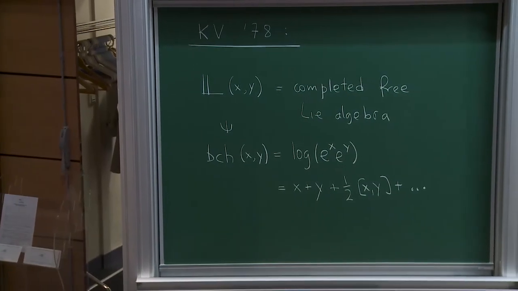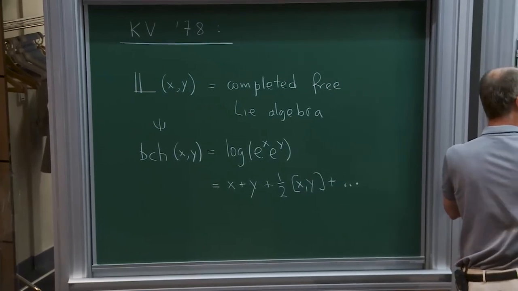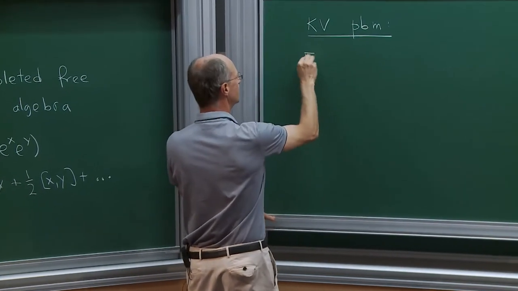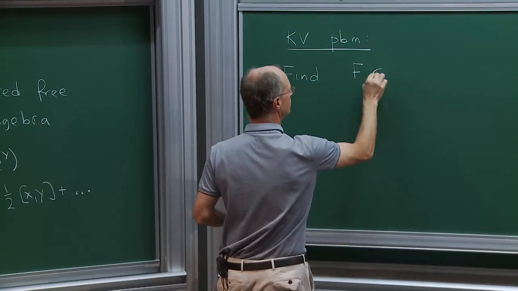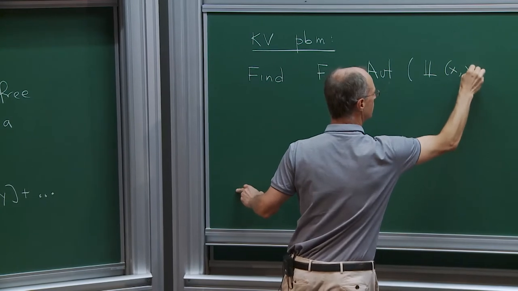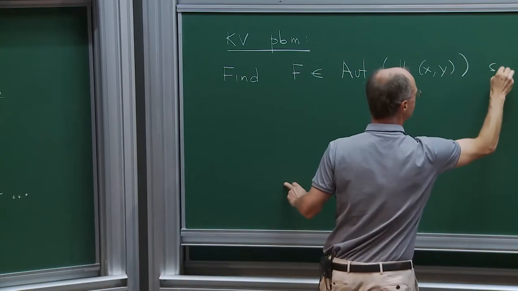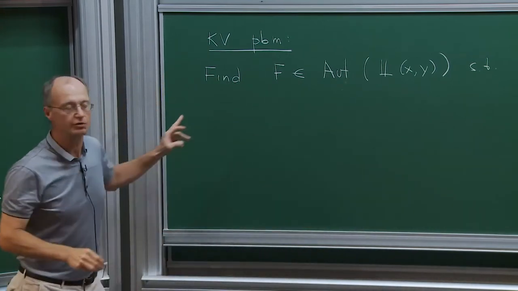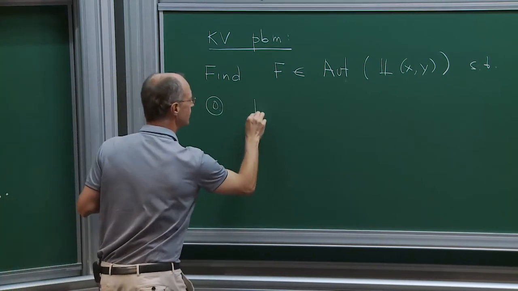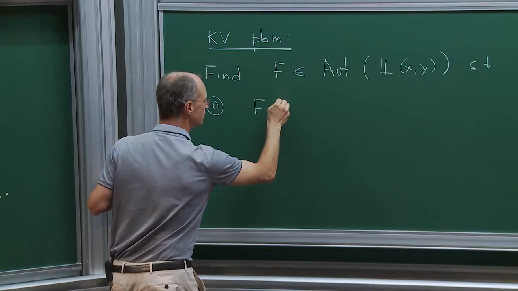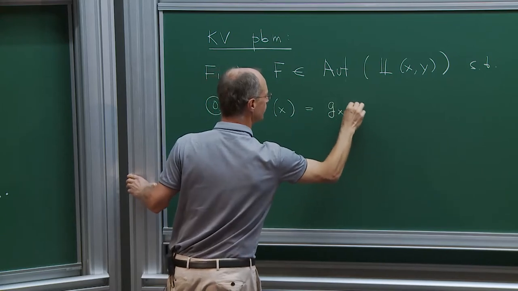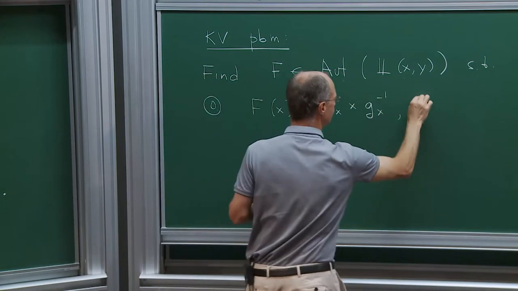So, well, let me try to formulate it. The question is to find an element in the automorphism group of this free Lie algebra, which satisfies some number of conditions. And I will enumerate them starting from zero. So the condition zero is as follows. We would like the image of the generators to be conjugate to the generators themselves.